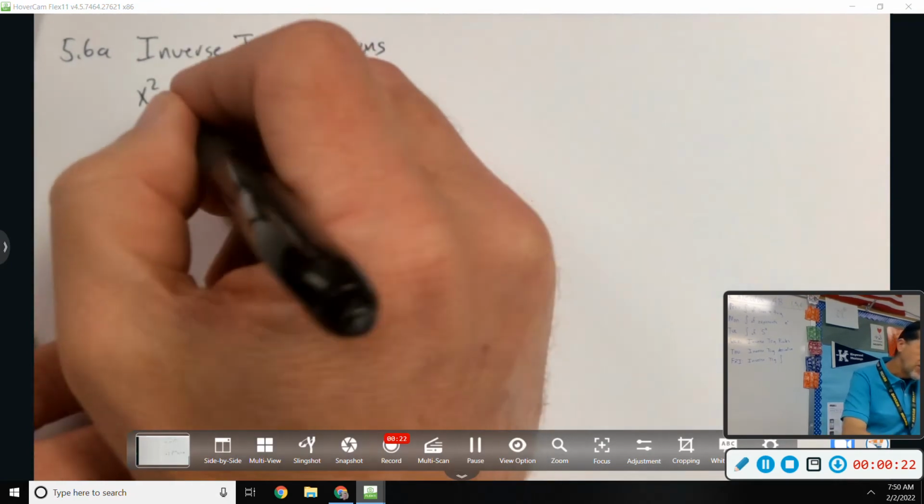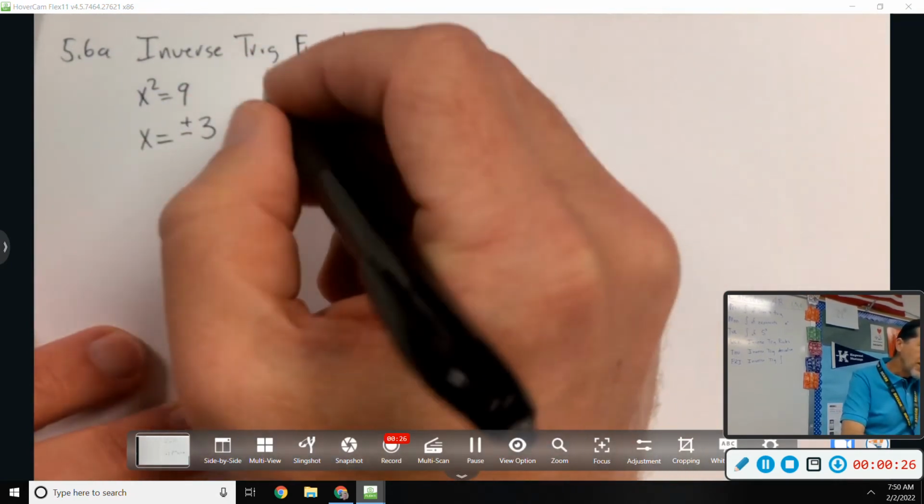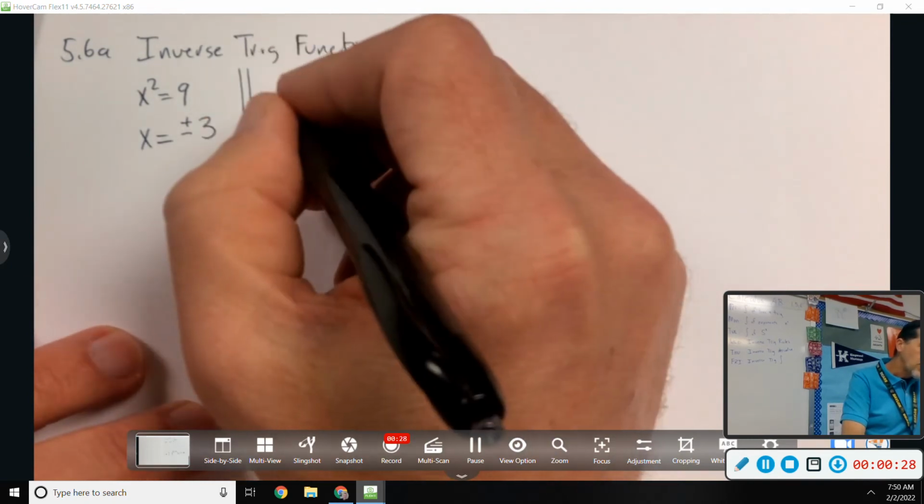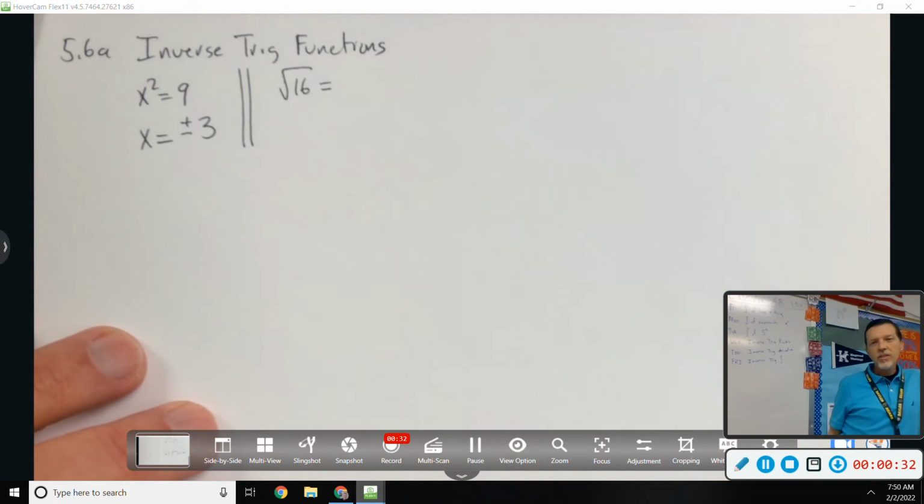Plus or minus 3. Good. On the other hand, separate question, if I have square root of 16 sitting there, what's the answer to square root of 16? 4. Not plus or minus 4. Just the positive 4.